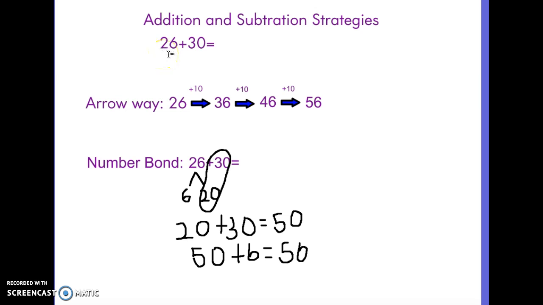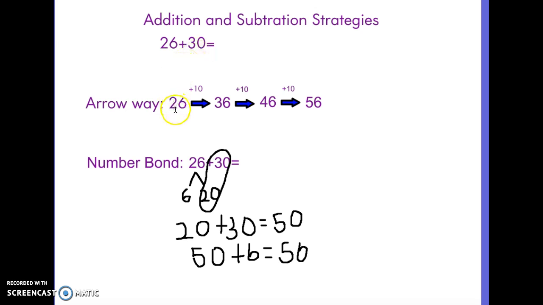We have 26 plus 30. If I'm going to solve this problem using the arrow way, I have to set my problem up. The first thing I do is I write 26. Now I look at the number that I'm trying to add. The number I'm trying to add is 30. In my head, I have to separate that into tens and ones. 30 is 3 tens and no ones. Well, if I know 30 is 3 tens, that means I'm going to add 3 tens.